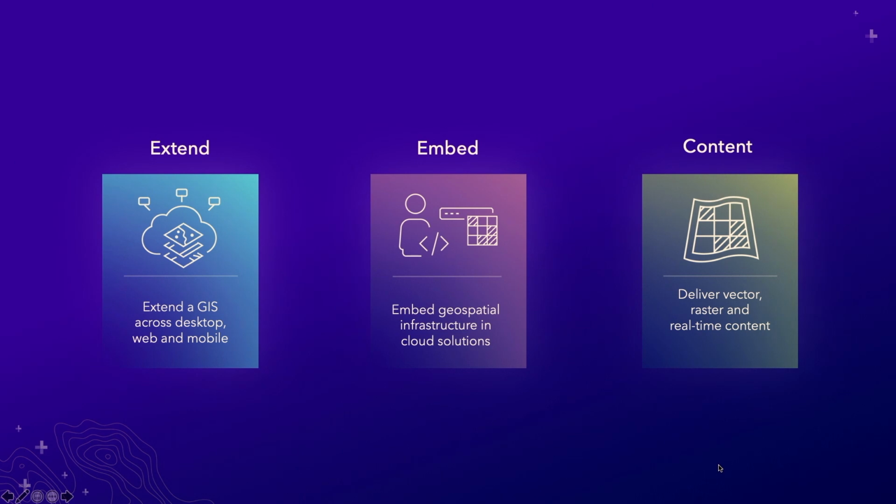And finally is content. We're seeing really some exciting patterns emerging when it comes to content. I mean, together with cloud infrastructure, with our geospatial infrastructure, we're seeing content providers be able to deliver content globally. And we're going to talk about, what do those patterns look like for how you can deliver vector, raster, and real-time content with Esri technology.